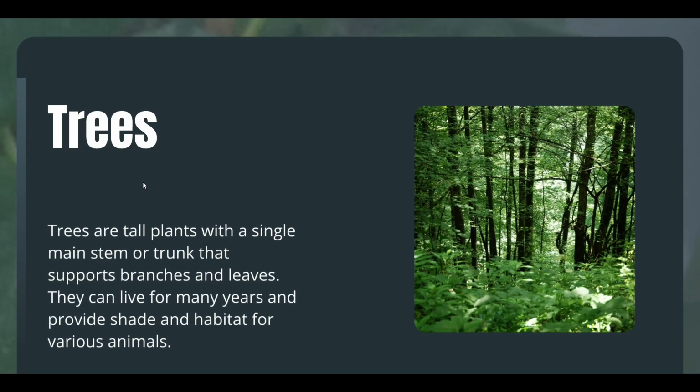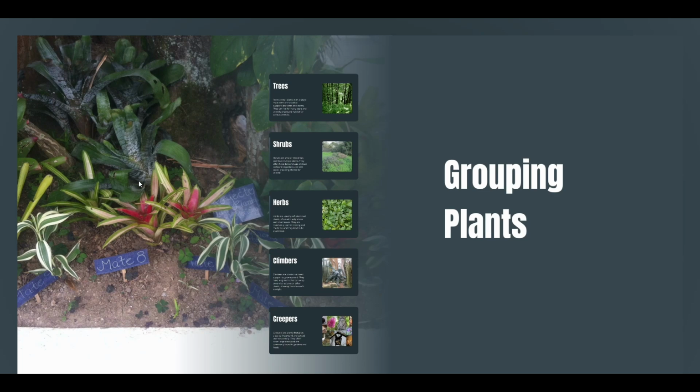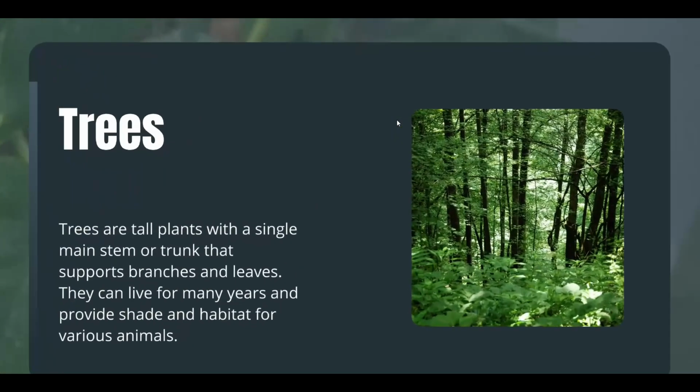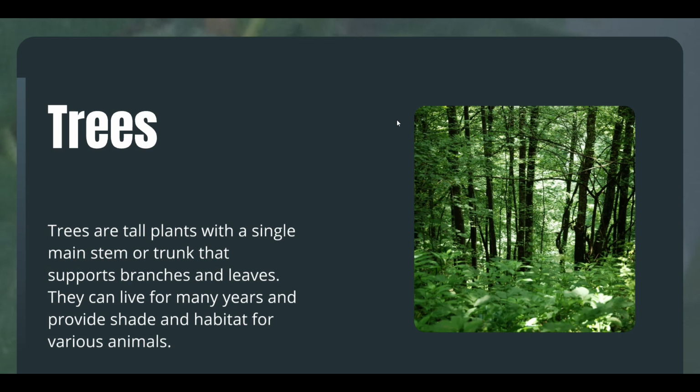So grouping plants. Plants are grouped into different types: trees, shrubs, herbs, climbers, and creepers. Trees are tall plants with a main stem or trunk that supports branches and leaves. They can live for many years and provide shade and habitat for various animals. So it is also already discussed in the previous slide.